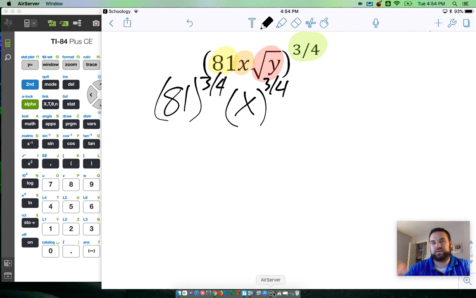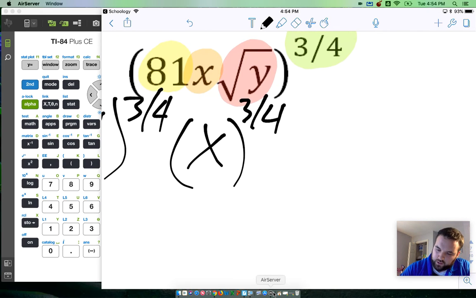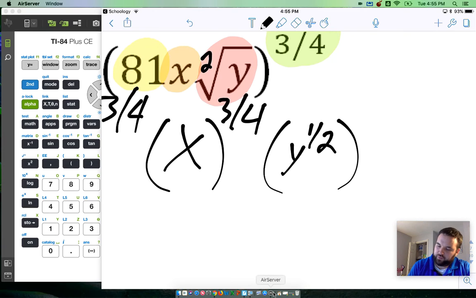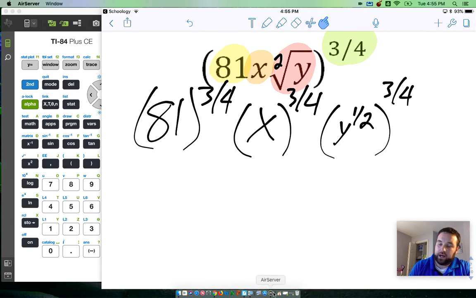And then I'm going to go ahead and switch the square root of y. We know the index is a 2 there. So instead of writing it as square root of y, I'm going to write it as y to the 1/2 power, right? Because we know now that the square root and the 1/2 exponents are the same thing. And then I'm going to put the 3/4 power out here. Okay. And I'm going to go to the calculator, 81 to the 3/4.